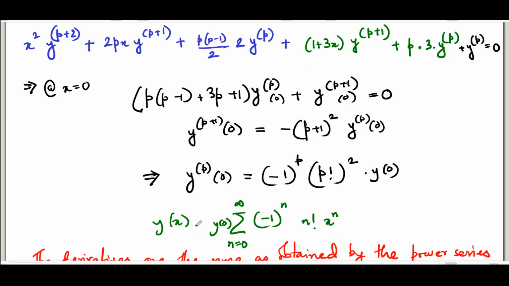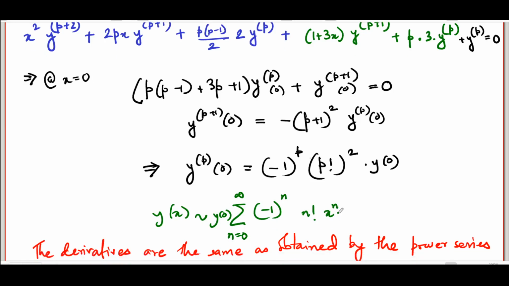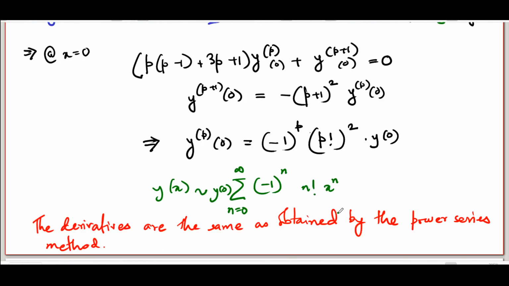And as we had just argued a while ago, if all the derivatives exist, and in this case they do, y of x has to be asymptotic to the Taylor series. So the derivatives that we had obtained here are exactly the same as we had obtained by the power series method. Here we calculated the derivatives explicitly at x equal to 0 from the equation itself and plugged that back and wrote down the Taylor series. But these are exactly the same as what we would have gotten from the power series method.